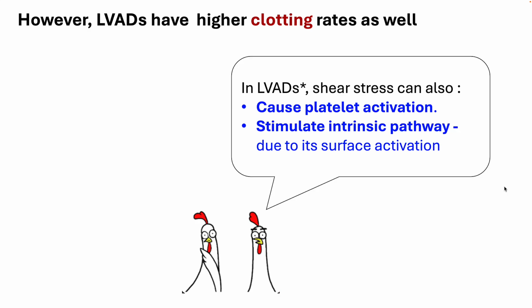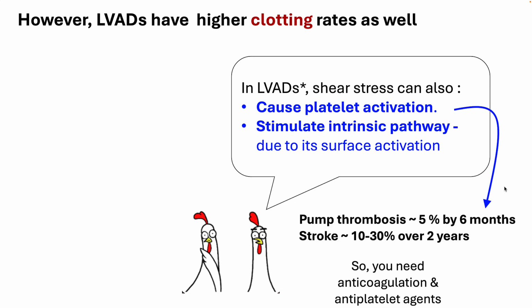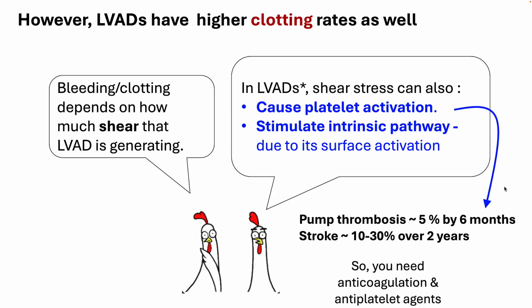However, LVADs also have higher clotting rate as well, because the shear stress from the LVADs can activate platelets. It also stimulates intrinsic pathway from surface activation. Therefore, the rate of pump thrombosis and stroke is also pretty high. So you need anticoagulation and antiplatelets when you manage your LVADs. Bleeding and clotting depends upon how much shear that LVAD is generating.